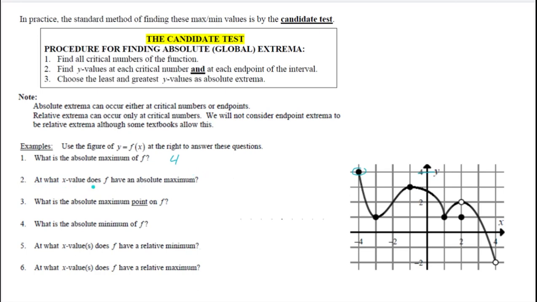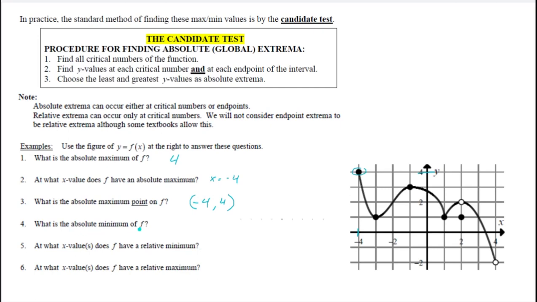The next question is, at what x value does f have an absolute maximum? Well, the x value is found right here, and so our x is equal to -4. And so what's the absolute maximum point on f? In this case, it's looking for an x and a y. And so the point is going to be our x is -4, and our y is 4. That's our point. The key thing here is it's asking for a point. I'm going to clean that up again a little bit here, -4.